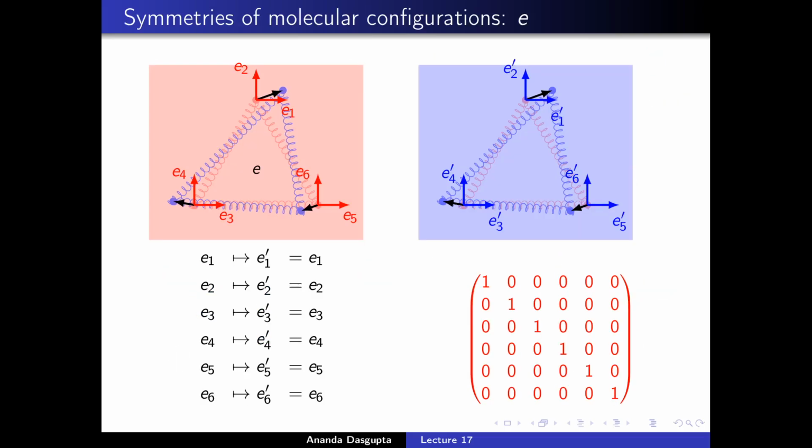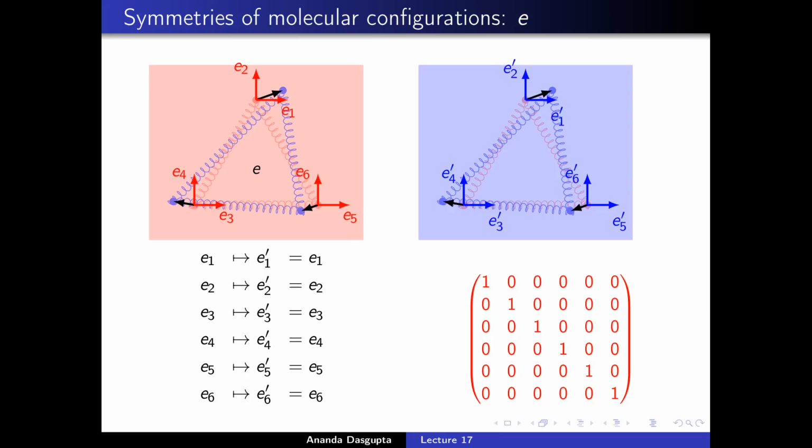Let me just draw a picture that will help us to understand how this goes. On the left, in the red shaded region, you have the original configuration. The red triangle inside is the equilibrium location of all the atoms. The blue triangle depicts the situation when the atoms have been displaced from the equilibrium position. This is of course the same picture that we had used a while ago.